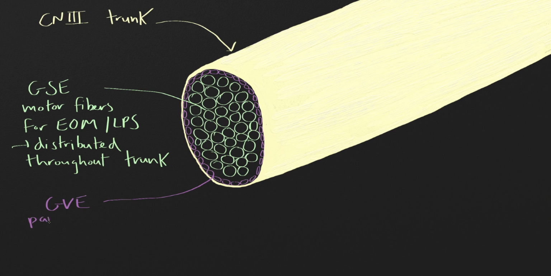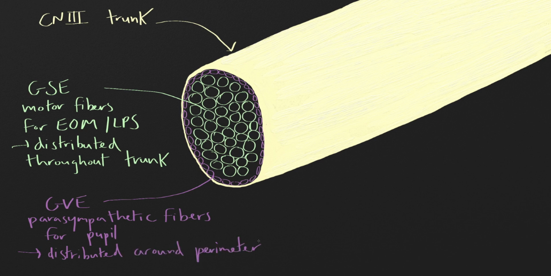Now, arranged around these motor fibers on the periphery of the nerve are the general visceral efferent or parasympathetic fibers. And they're responsible for pupillary constriction and accommodation, as we've seen previously.